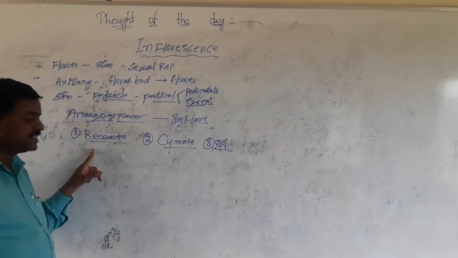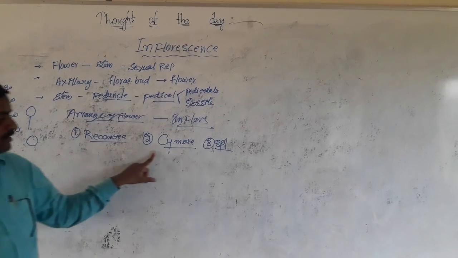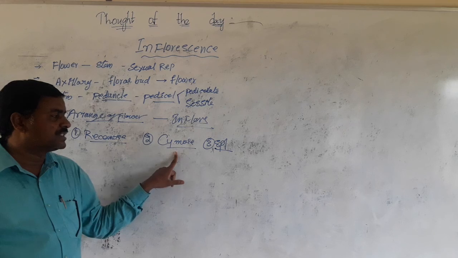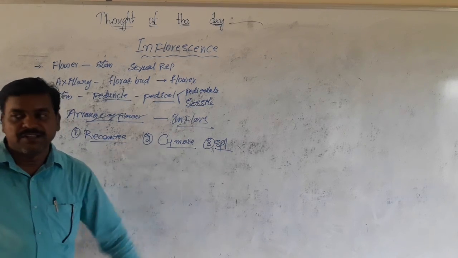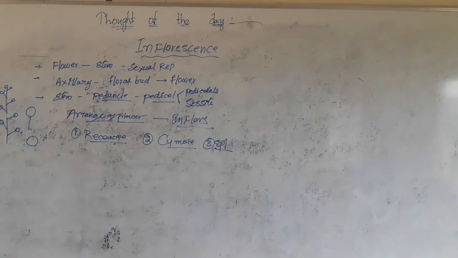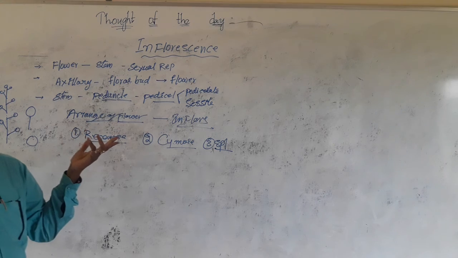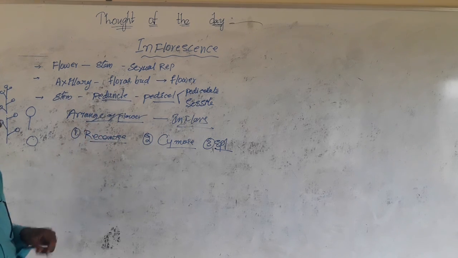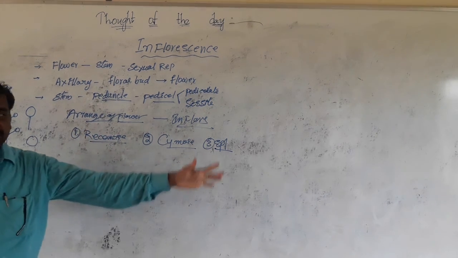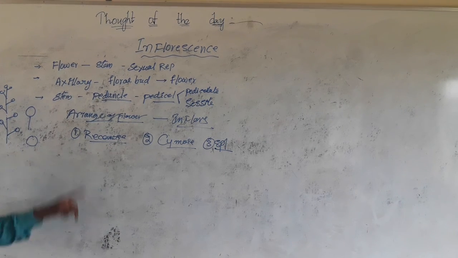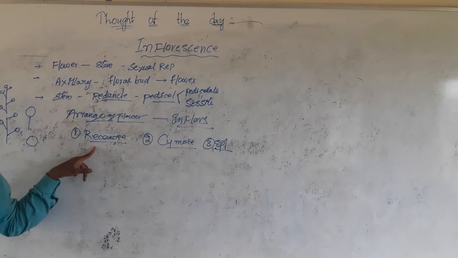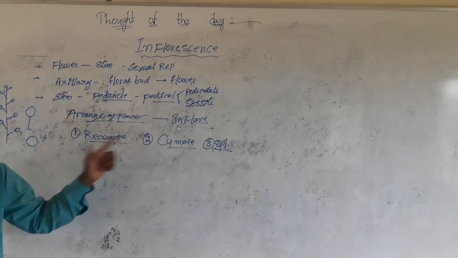One is the racemose inflorescence. The second is the cymose inflorescence. The third is the special inflorescence. There are a total of 3 types based on the arrangement and the opening of flowers. Based on how the flowers are arranged and how they open, the inflorescences are divided into 3 types. Now coming to the differences between racemose and cymose inflorescences.